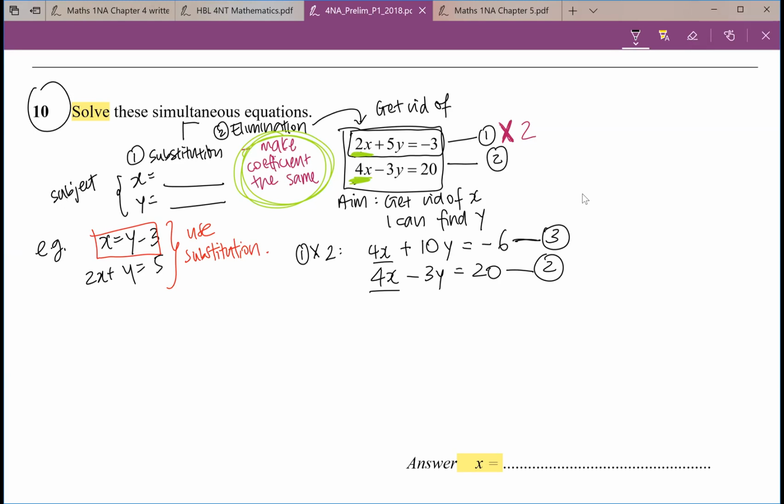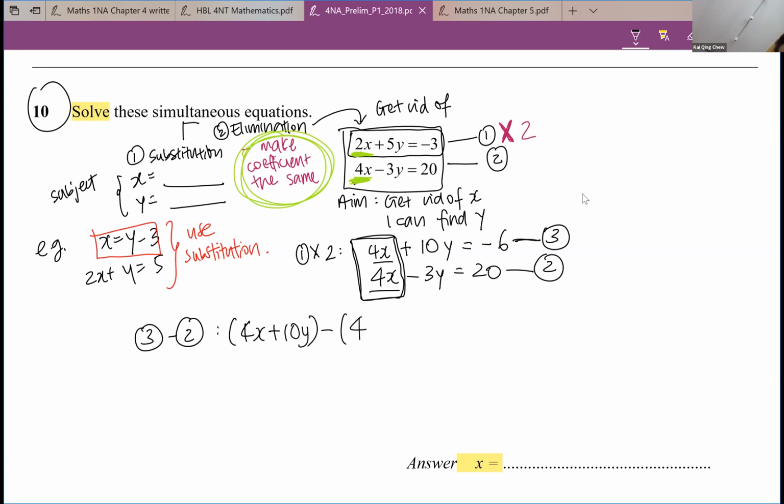Okay, so now basically the next step is I want to eliminate the 4x, right? So I minus the two equations. I take equation 3 minus equation 2. So I get 4x plus 10y minus 4x minus 3y equals -6 minus.